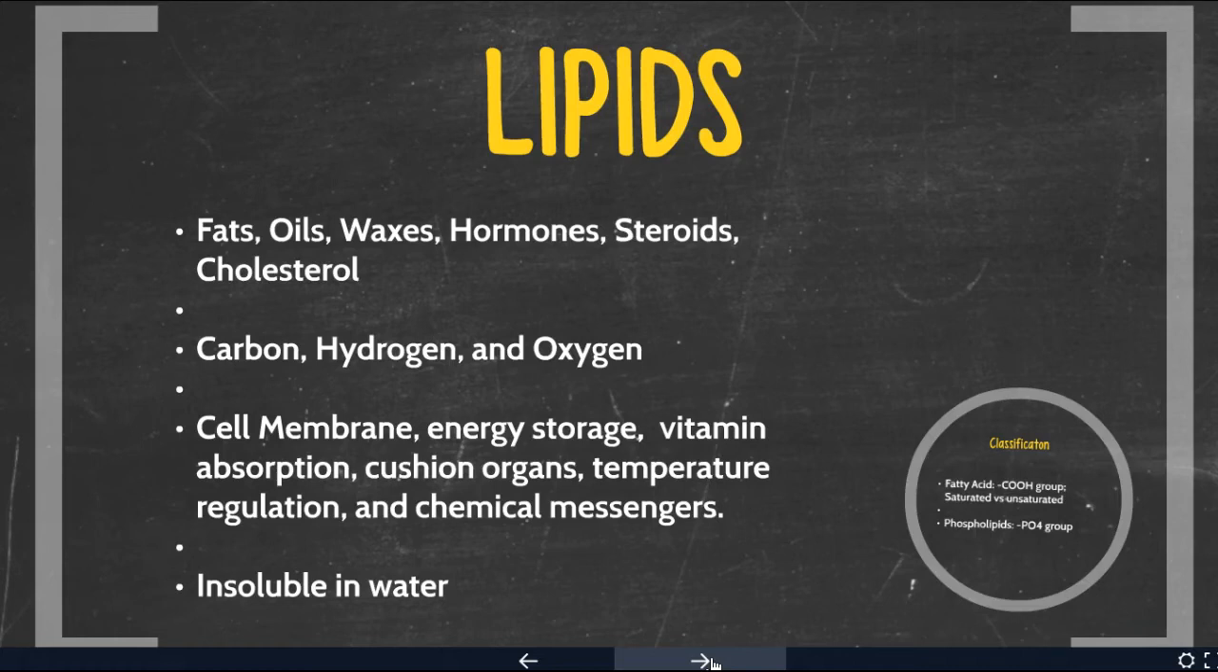They are very important in storing energy so that you have a reserve of energy when you need it. They help with vitamin absorption. They help cushion your organs. They play an important role in temperature regulation. And they serve as chemical messengers, like in the form of hormones. They are insoluble in water, so they do not dissolve in water.